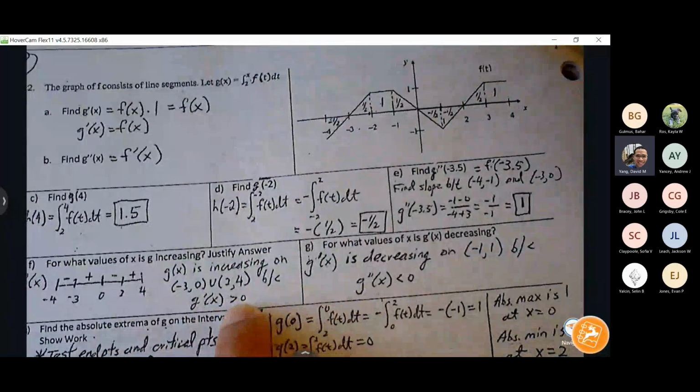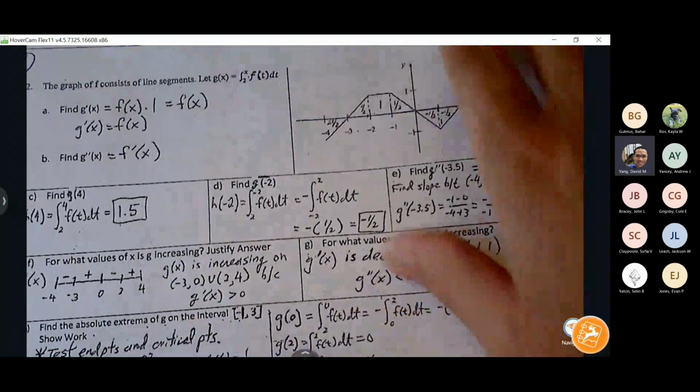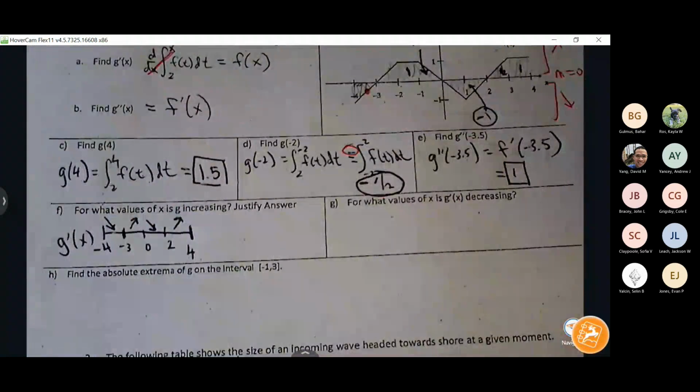Because g prime is greater than 0 for increasing. I'll just do this here.